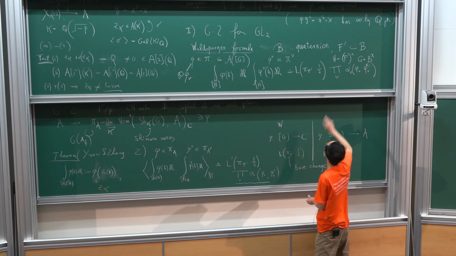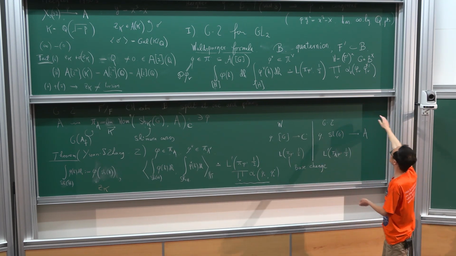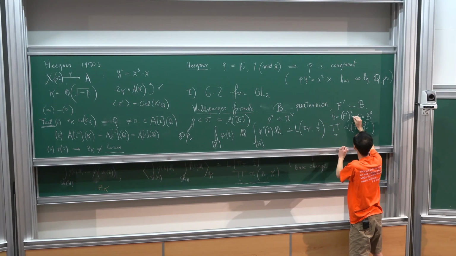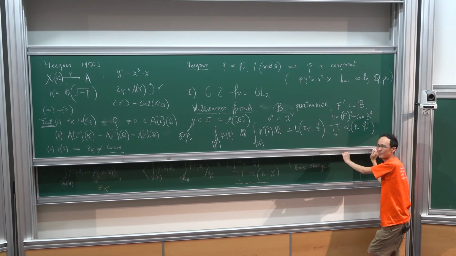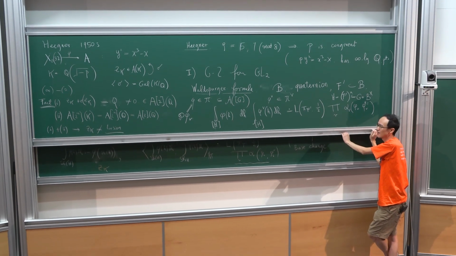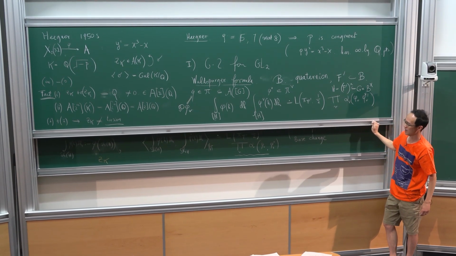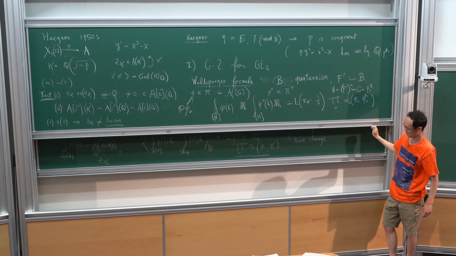What is the H here? H is over here, which is over here. It gives you some similar kind of distribution on the automorphic space.